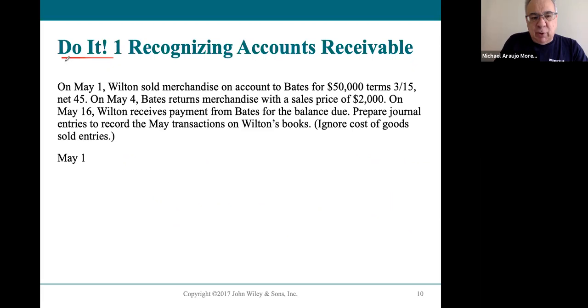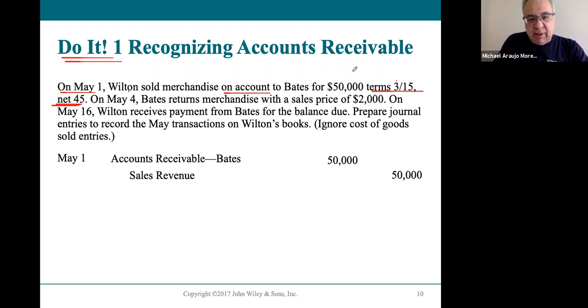Accounts receivable is a very important asset account, but it's not always worth what we're expecting. So the review for learning objective 1 is pretty straightforward because you've seen it before, sort of a review from chapter 5, right? So here we have May 1st, Wilton sold merchandise on account to Bates, $50,000. Terms are nice. 3/15 net 45. So they get a 3% discount if they pay within 15 days. If not, the whole amount's due in 45 days. So that's what happens on May 1st.